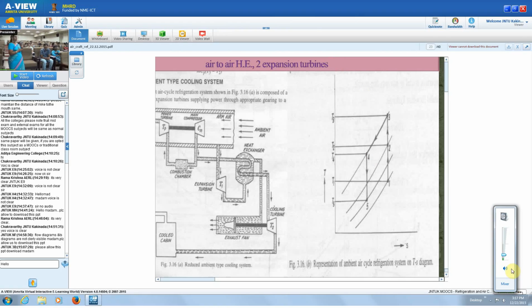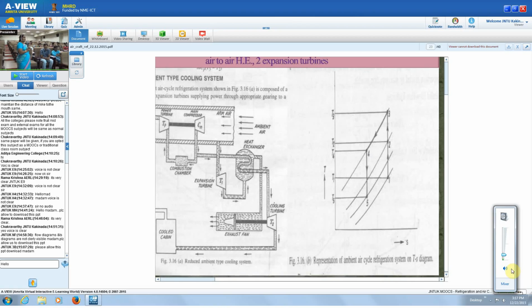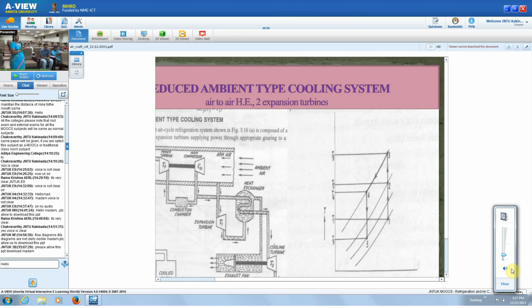So even in this you can find out the mass of the air required, and also you can find out the work input. So work input to the compressor is M Cp into T3 minus T2, and also you can find out the COP. This difference between the temperatures into Cp.